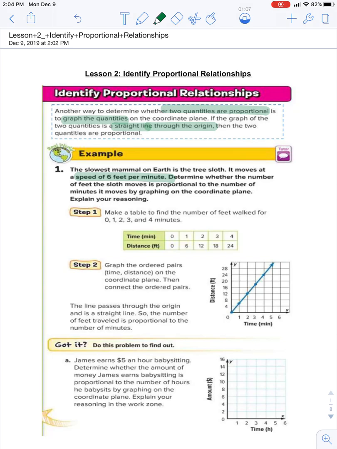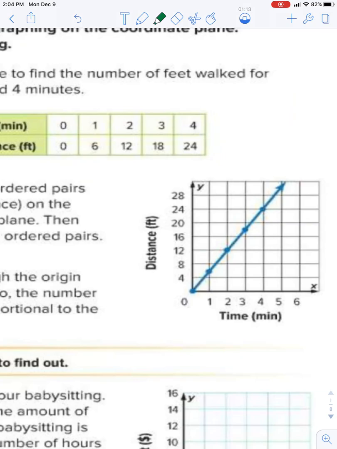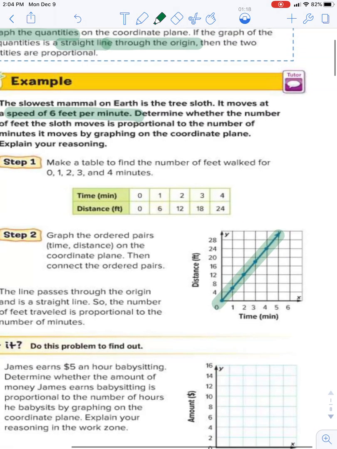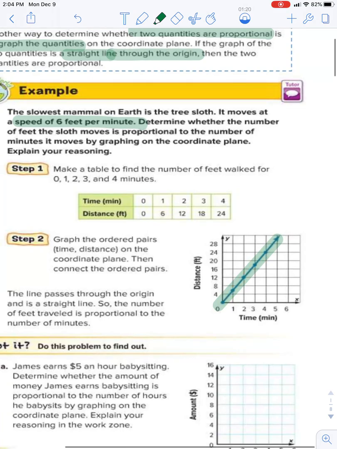Step 2 is to graph those ordered pairs. So we're graphing X, then Y, all the way up on the coordinate plane. And we can see right here on this graph that I'm highlighting that it has the point 0, 0, and that is a strictly straight line. So the number of feet traveled is proportional to the number of minutes.